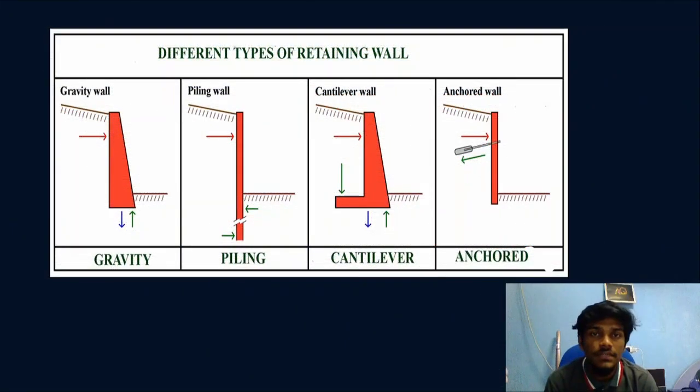So these are the different types of retaining wall. There are 4 types of retaining wall. The first one is gravity wall. The second one is piling wall. The third one is cantilever wall, and the last one, the fourth, is anchored wall. So there are 4 types of retaining wall.